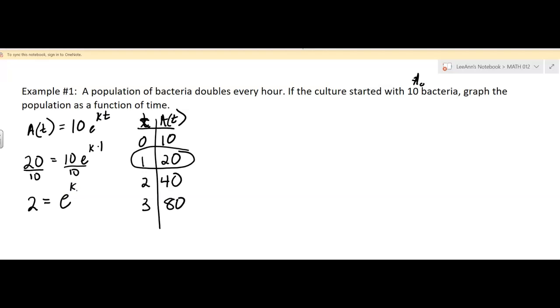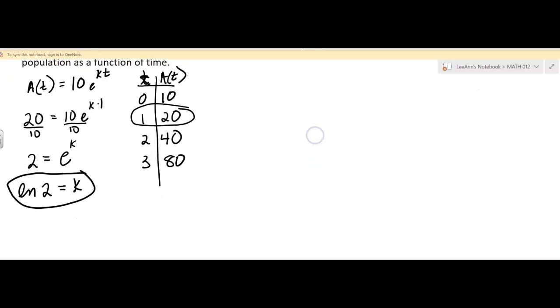Now you can change that to a natural log. So it's the natural log of 2 equals k. This then is the constant for the formula. So if they ask for the formula, let me scroll a little bit, you could write A of t, so the function in time, is equal to 10 e to the, and then you can just put natural log of 2 times t. And you could put that in brackets or parentheses if you wanted to.